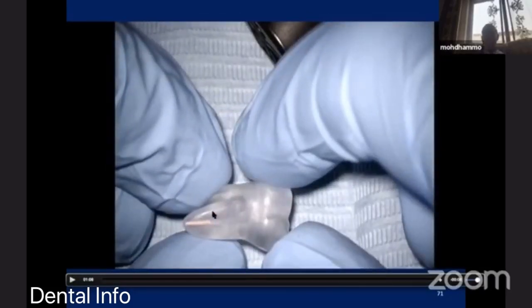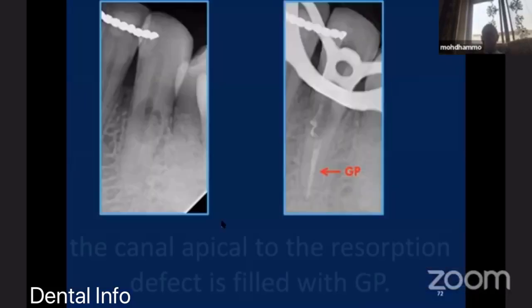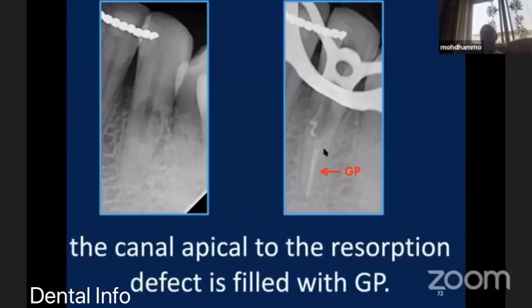Now you can see here, the apical part is filled with gutta-percha. We will use this gutta-percha as a barrier to prevent our MTA from going further than what we need. So let's see here. This is the apical part filled with the gutta-percha. It is used as a barrier.